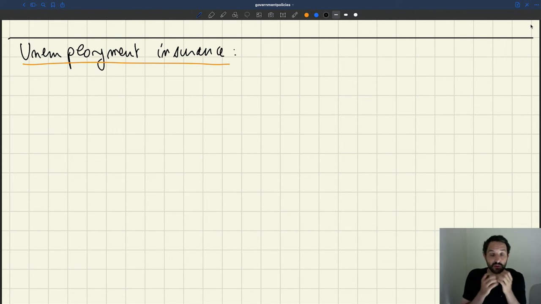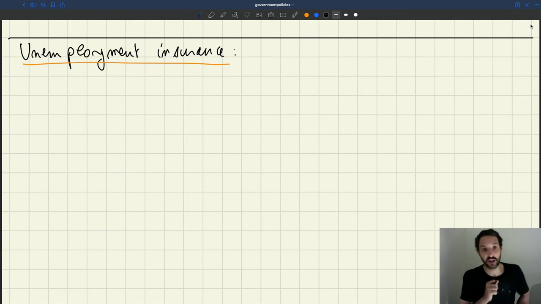So that's the goal, to make the situation of the unemployed less bad. In that sense, we call it a passive labor market policy. Passive just because it's not a policy designed to change the unemployment rate directly. It's a policy designed to improve the situation of unemployed workers.